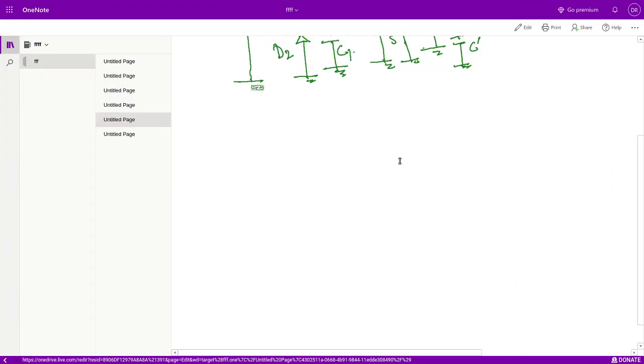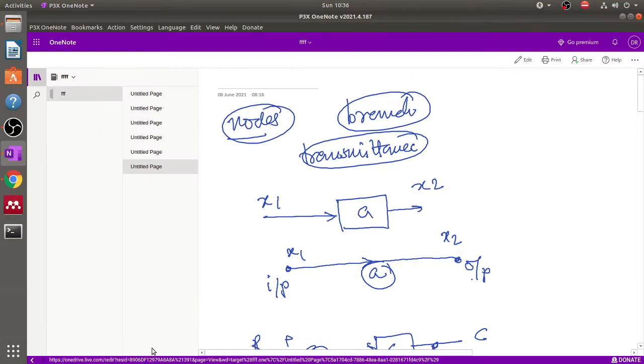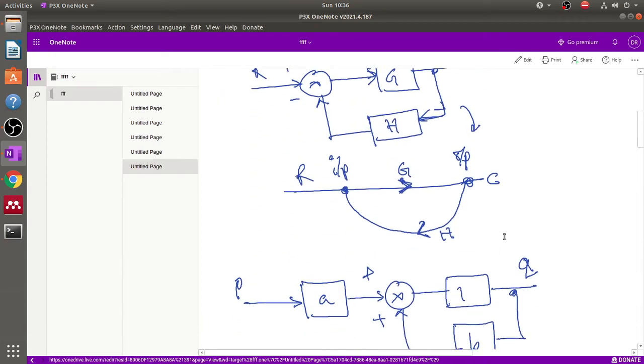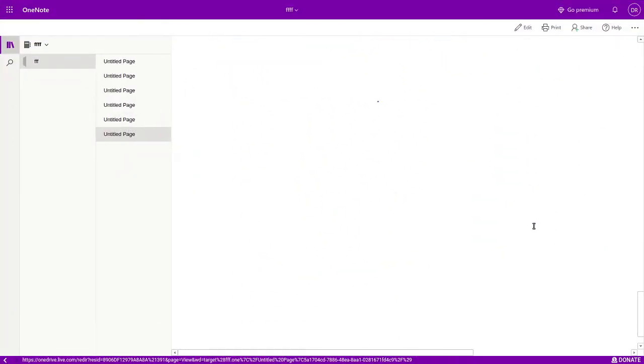Hello all. In this lecture we discuss the basic problems related to signal flow graphs and analyze the transfer function of different types of circuits, different types of signal flow graph analysis. Okay, so first of all, consider one signal flow graph.